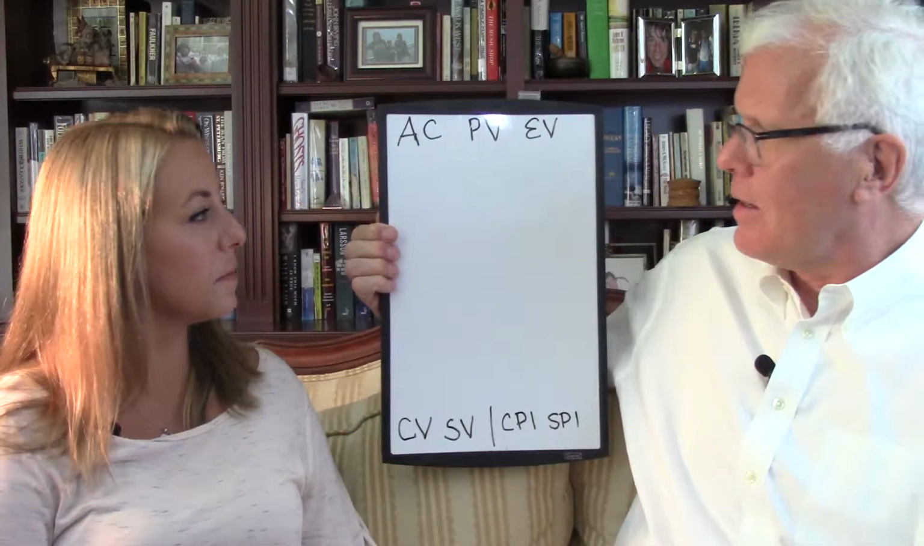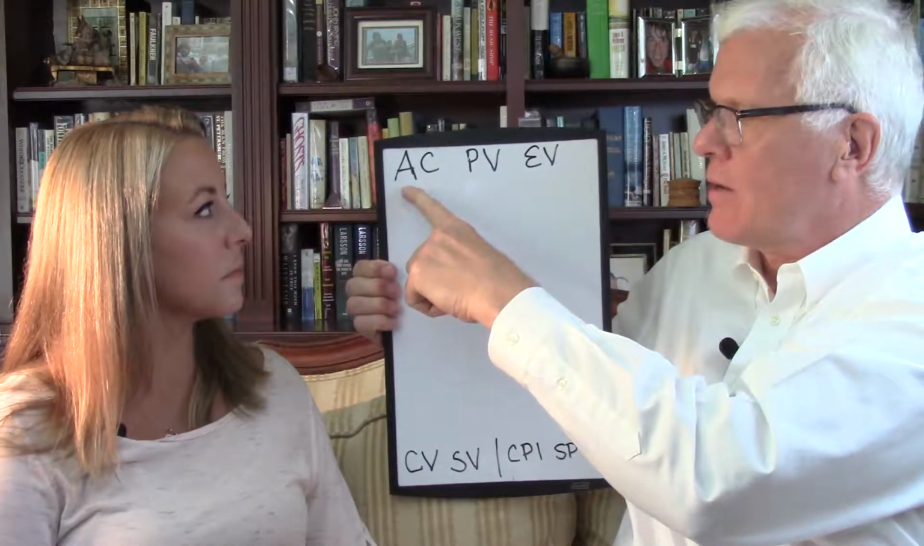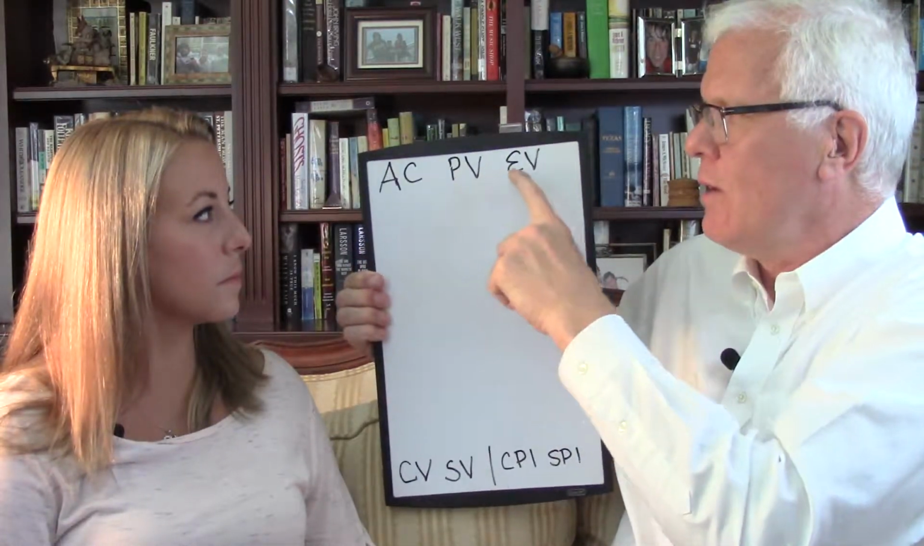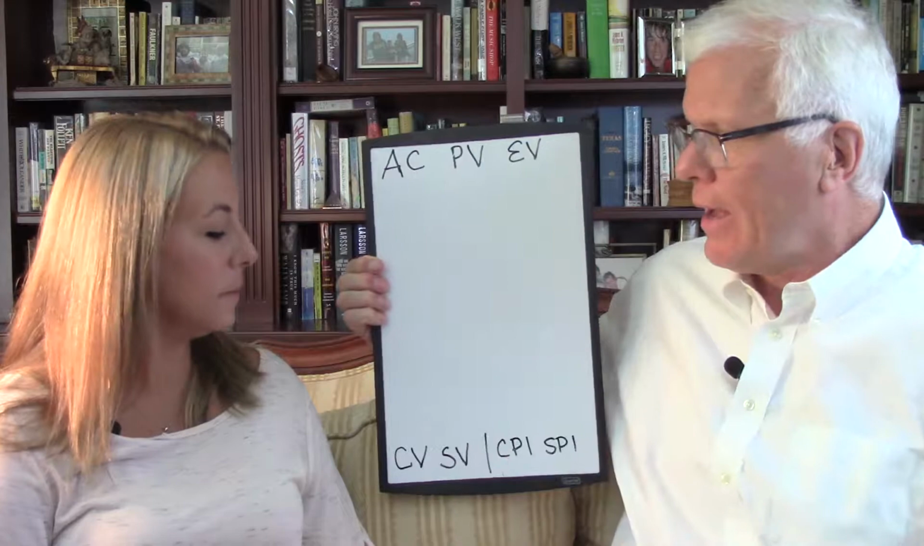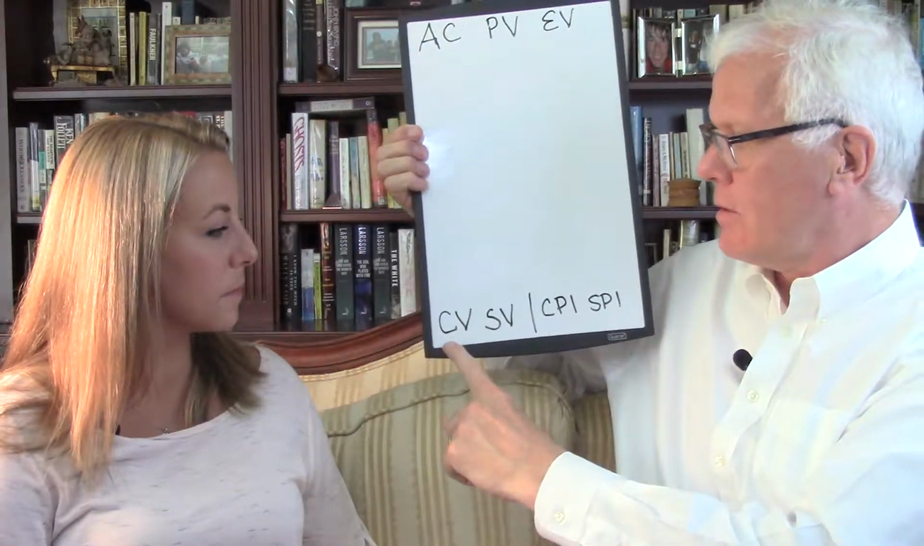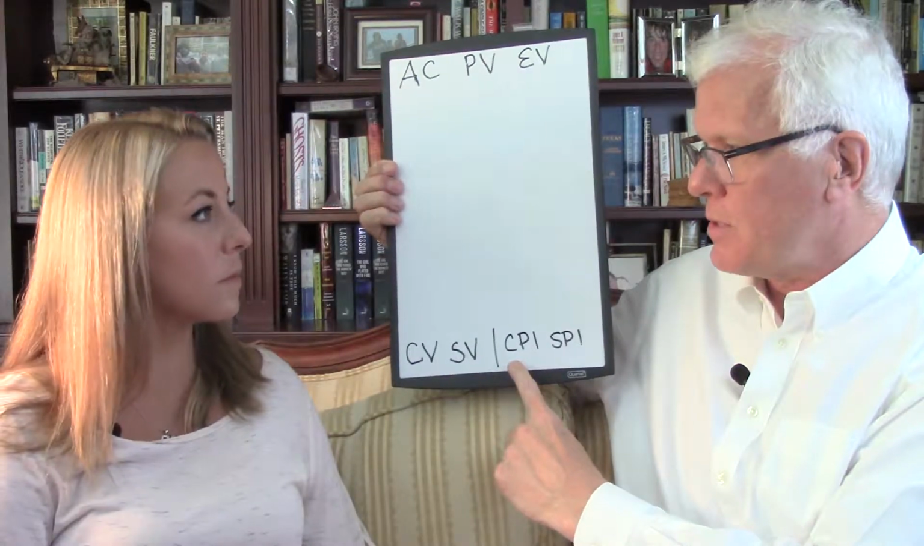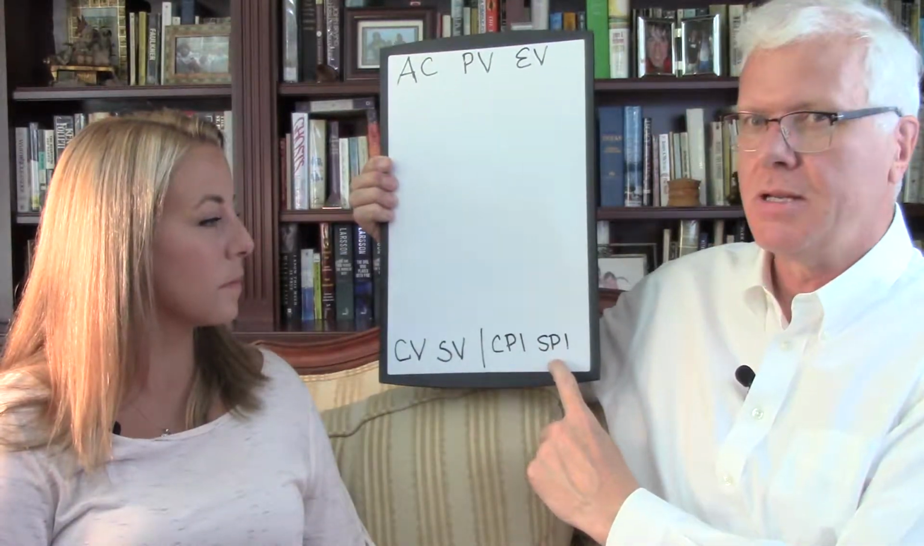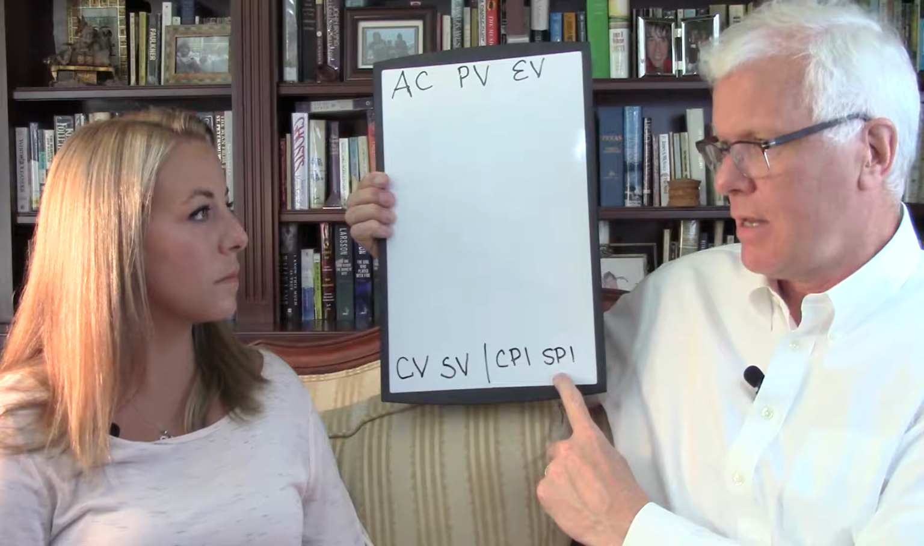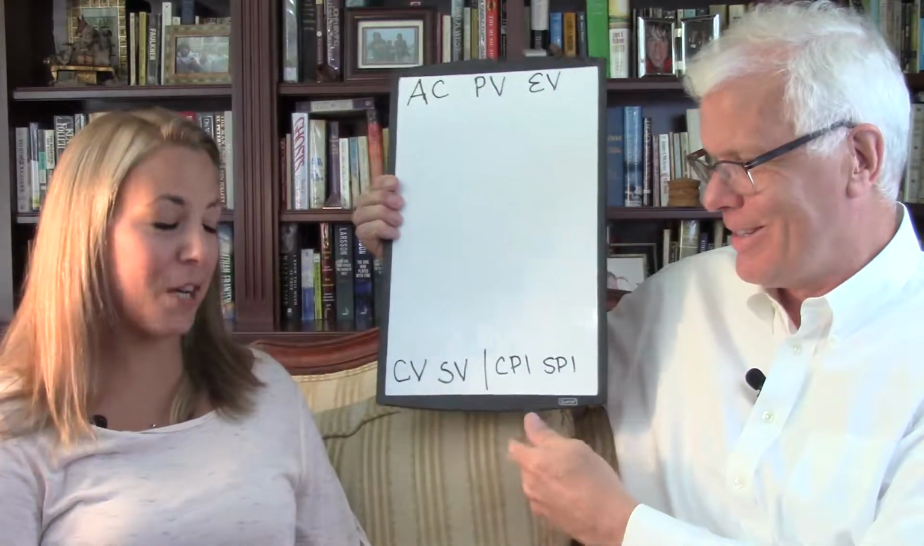Typically they're given these 3 values: the actual cost, the planned value, and the earned value. Their job is to figure out the cost variance, schedule variance, cost performance index, or schedule performance index. So I teach them a technique for doing that. You ready? I'm ready.